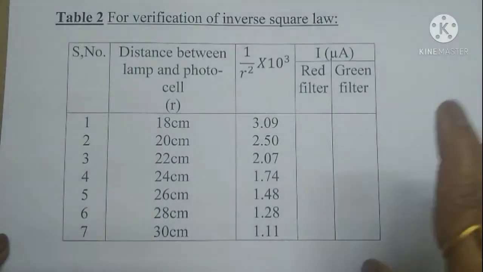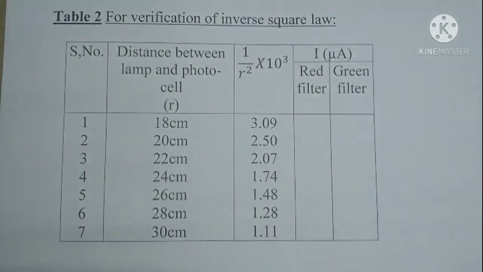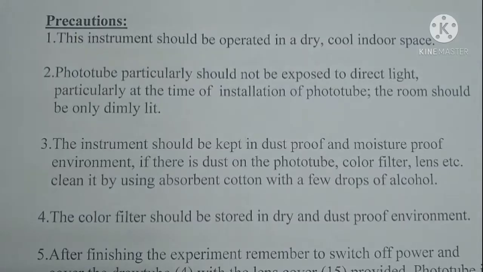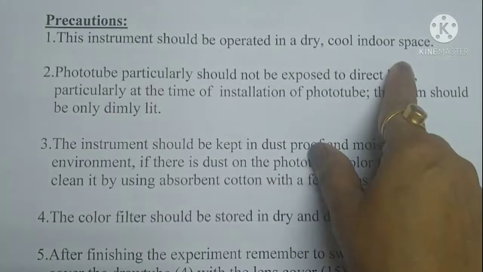So we take one filter and then take the values of current at various distances. That procedure can be repeated for another filter, and then a graph of I versus 1 upon R squared is plotted, which should be a straight line, and it verifies the inverse square law.